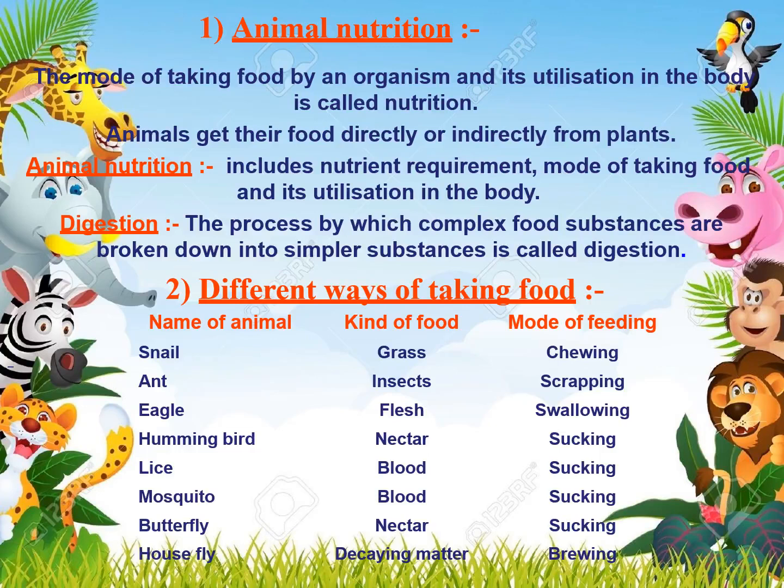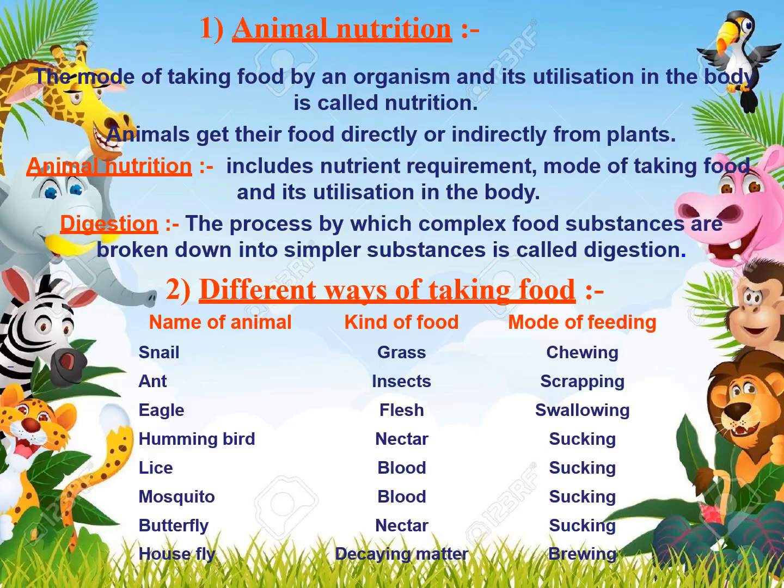Name of the animals: snail. It eats grass by the chewing method. Ant, it eats insects by the scraping method. Eagle, it eats flesh by the swallowing method. Hummingbird eats nectar by sucking.